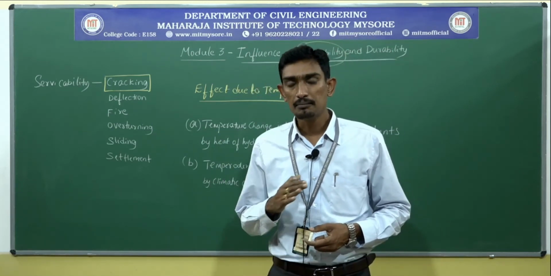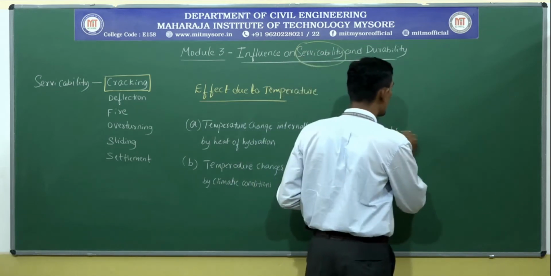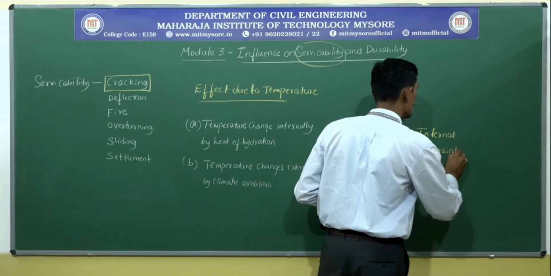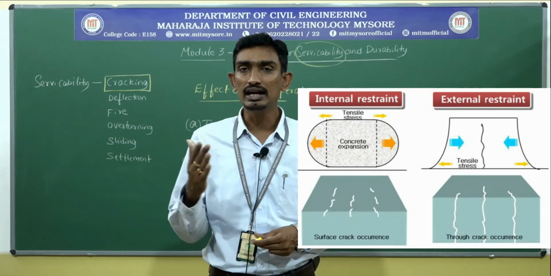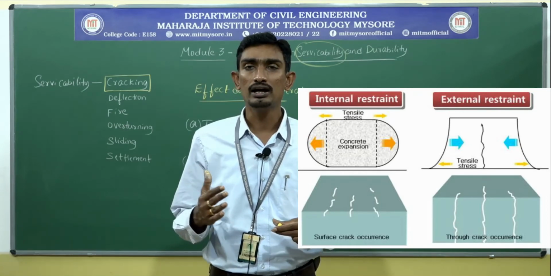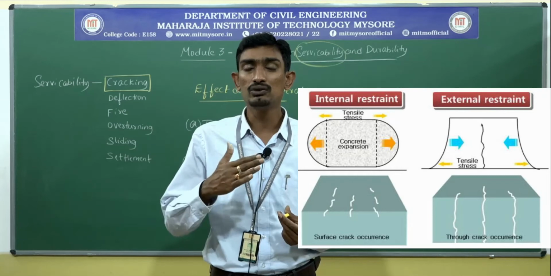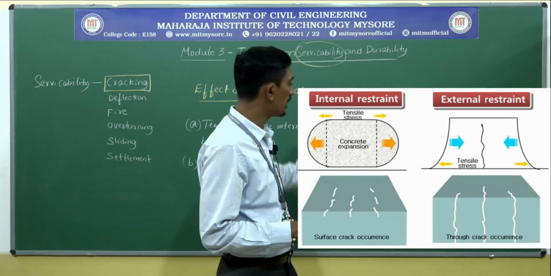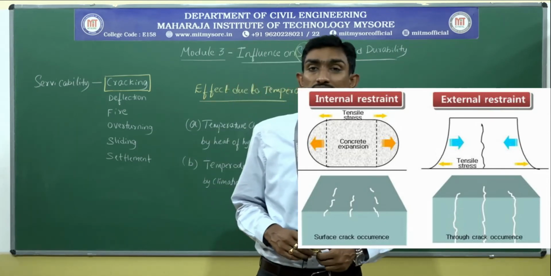So this temperature gradient development will lead to a condition called internal restraint. That means we are going to restrict the concrete internally. We are not allowing the concrete to expand, or to contract freely. We are restraining it. That is what internal means: we are internally restraining the concrete. So because of this temperature gradient development, it has led to internal restraint.